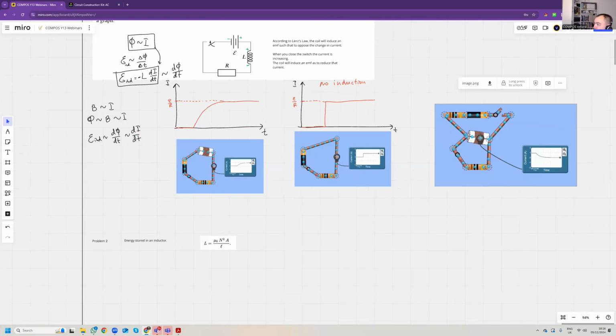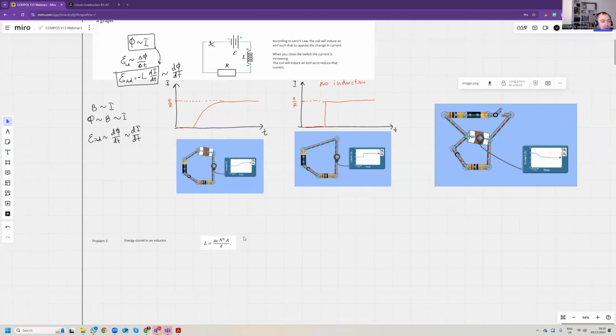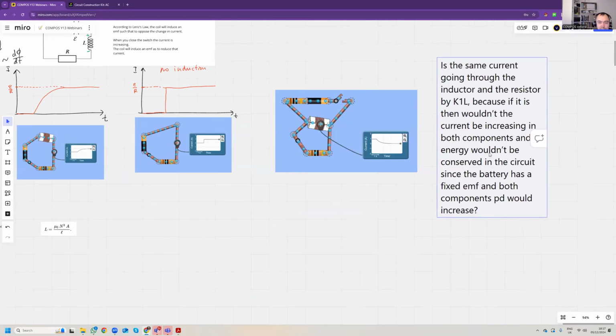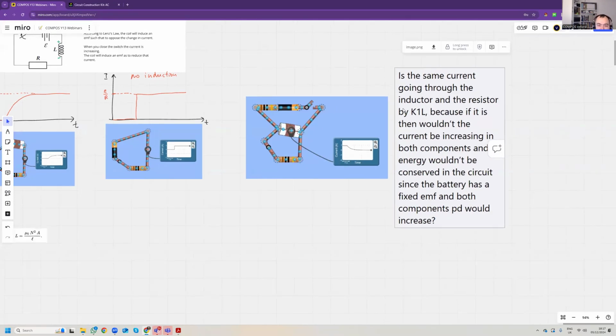Sorry, so that is a question. I'll post the question here so everyone can see it. Is the same current going through the inductor and the resistor by KCL? Because if it is, then wouldn't the current be increasing in both components and energy wouldn't be conserved in the circuit?